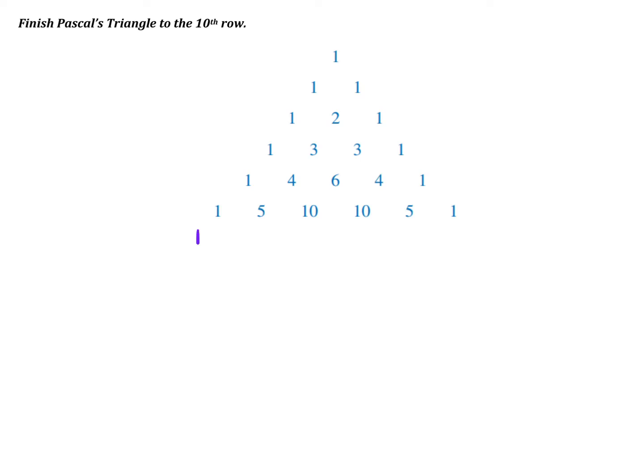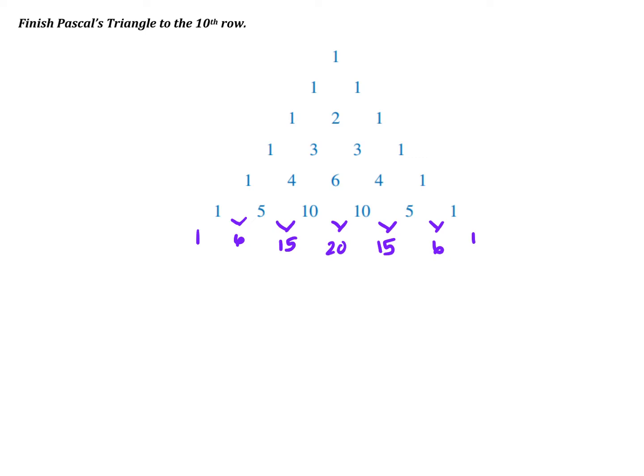We know we're going to start with a 1. 1 plus 5 is 6. 5 plus 10 is 15. 10 plus 10 is 20. 10 plus 5 is 15. 5 plus 1 is 6. And we bookend with a 1. So there's our 6th row.